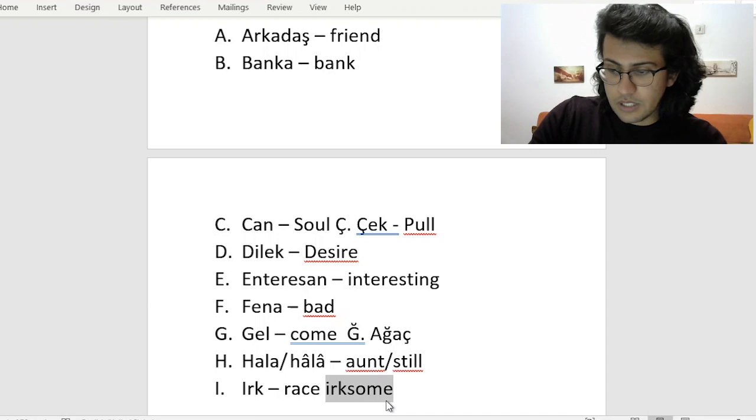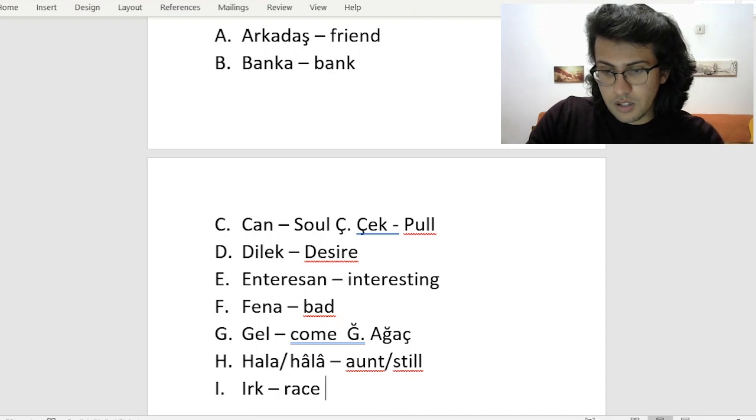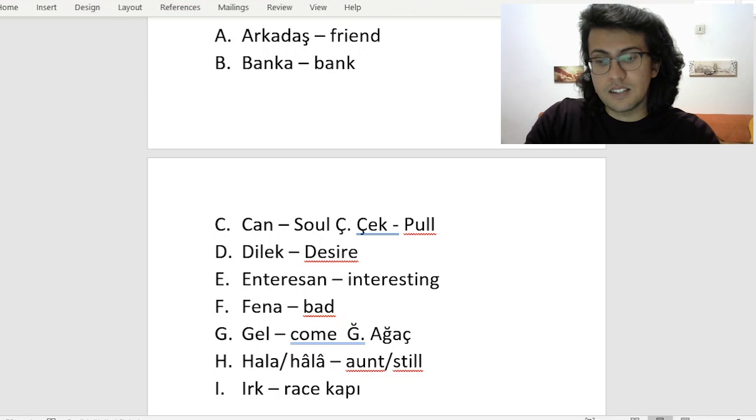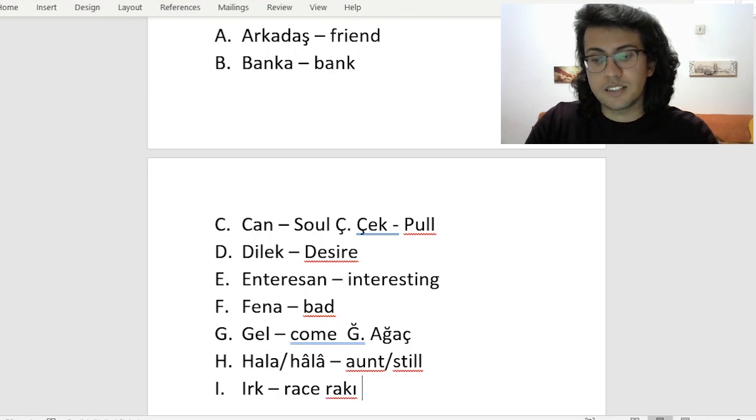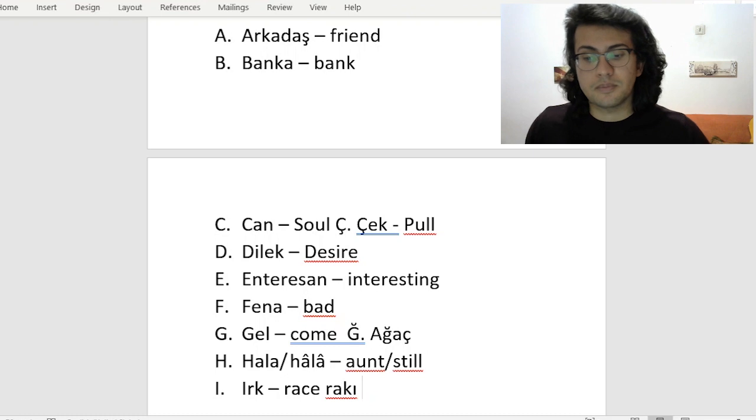Let's try it in different examples. We also have words like kapı or rakı. It's irksome.